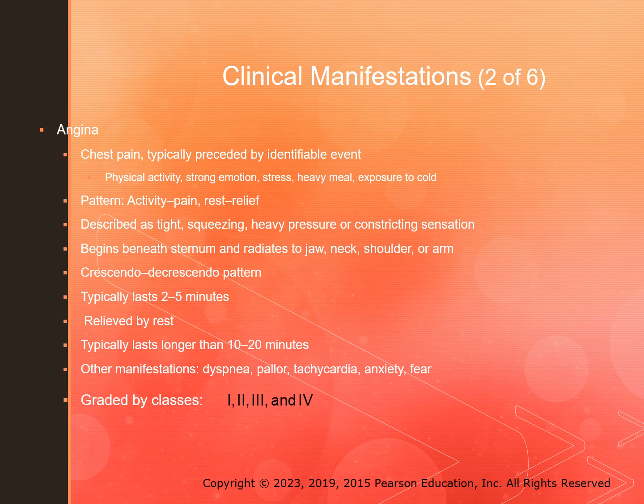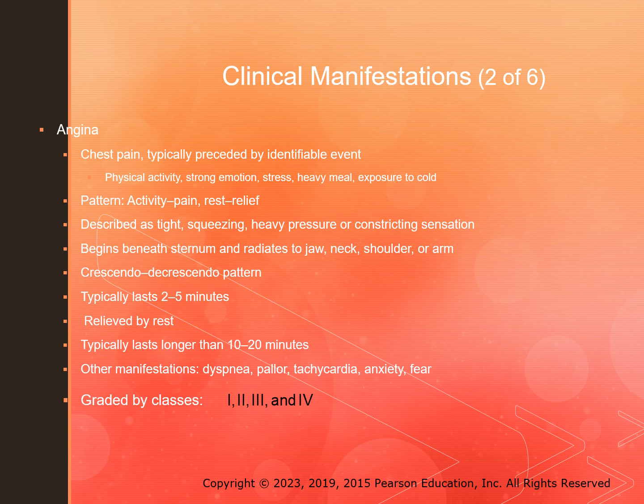The cardinal manifestation of angina is chest pain. Common antecedents to the pain include physical activity, strong emotion, stress, eating a heavy meal, or exposure to cold. The classic sequence of angina is activity, pain, rest, relief. The descriptors used for angina pain include tightness, squeezing, heavy pressure, or a constricting sensation. These can begin beneath the sternum and radiate to the jaw and neck, and it can feel like a heart attack. It can radiate to the shoulder or the arm.